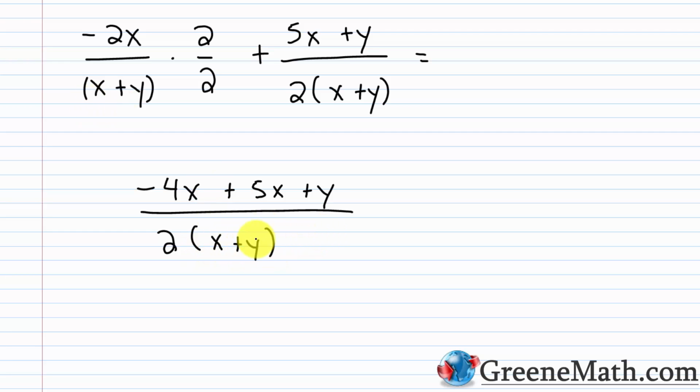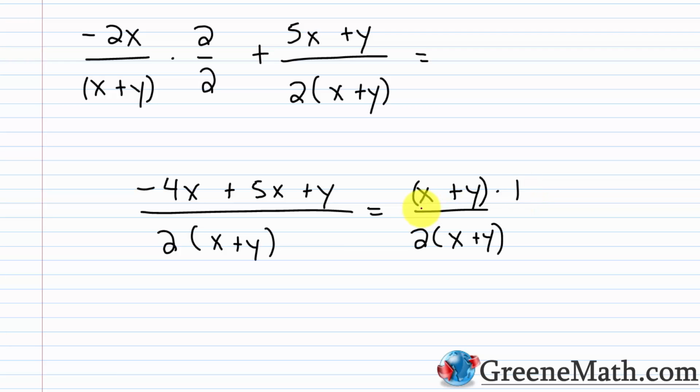If I combine like terms here, negative 4x plus 5x is x. So what this gives me is x plus y in the numerator over 2 times the quantity x plus y in the denominator. And so what I can see is I have a common factor of x plus y. Again, to make this obvious, go ahead and put this inside parentheses and put times 1, right? 1 times anything is just itself.